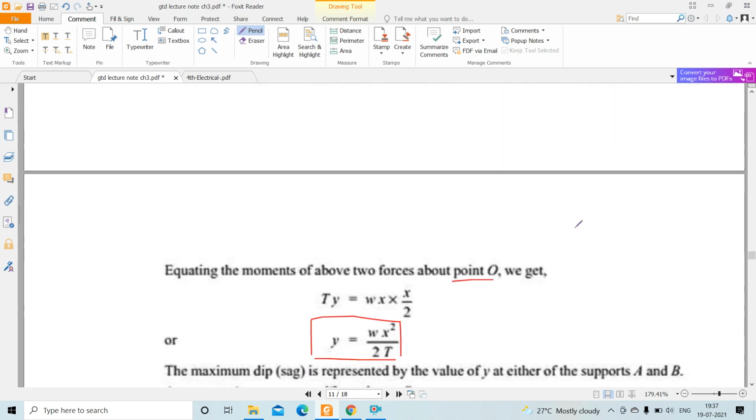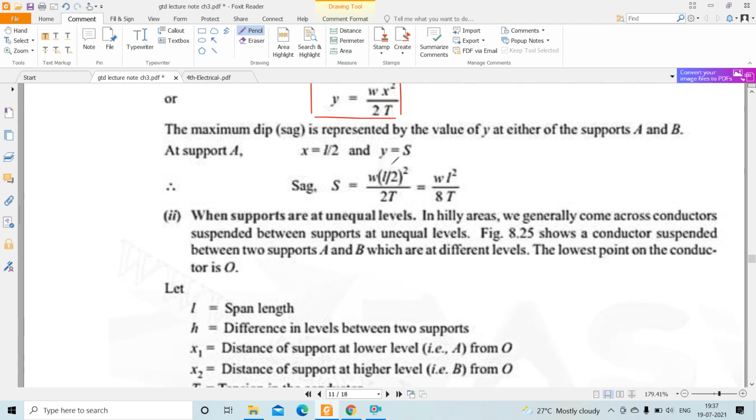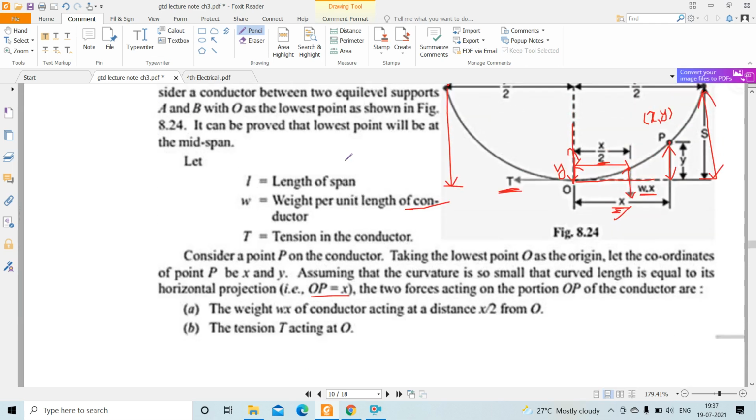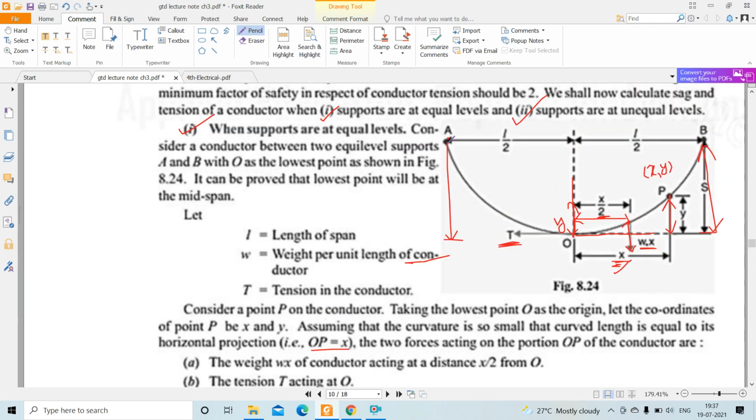So now in place of y we can put s, the sag, and in place of x we can put L by 2. Why L by 2? See, this point is L by 2 distance from O. From O it is L, so between A and O the distance is L by 2. Here y is represented by s, and x by L by 2, where y is equal to Wx square by 2T.